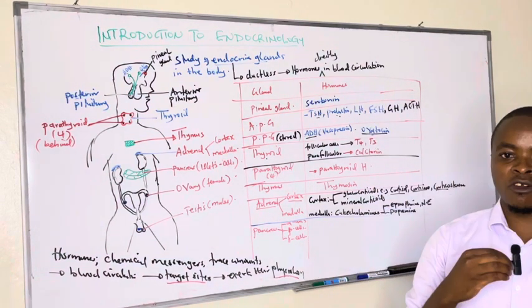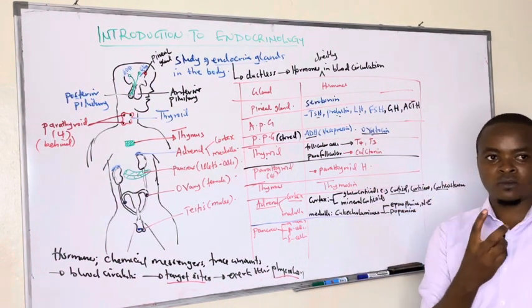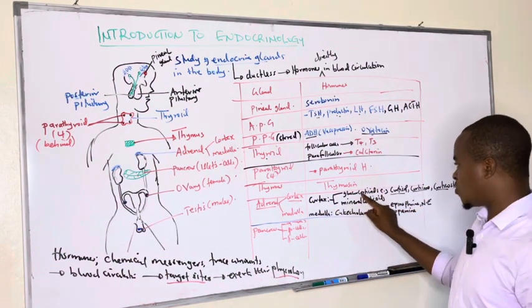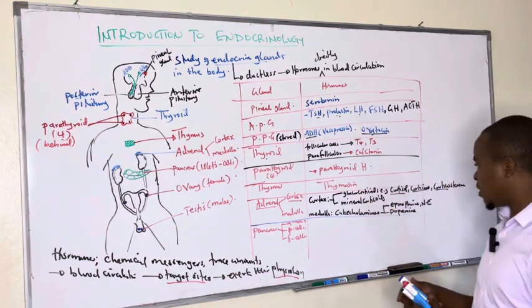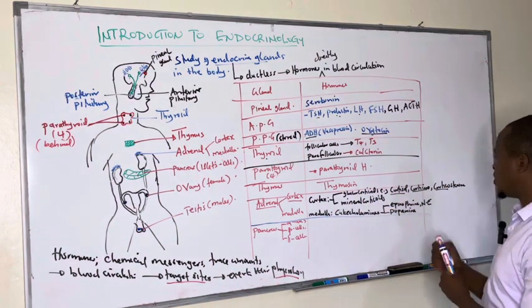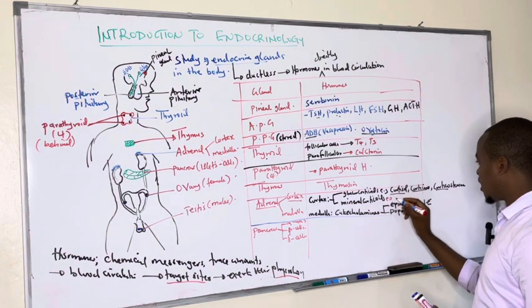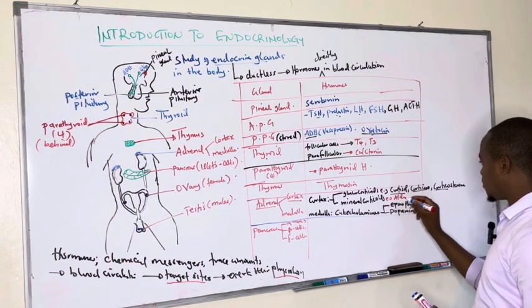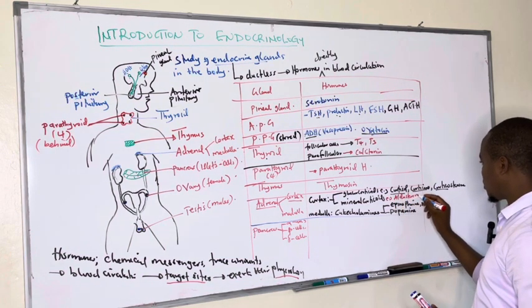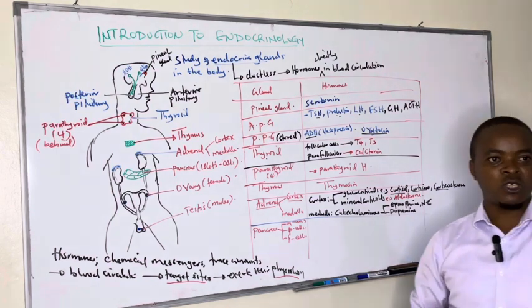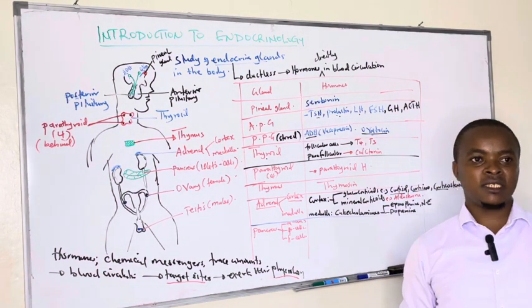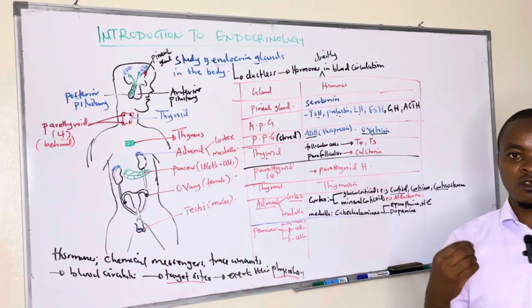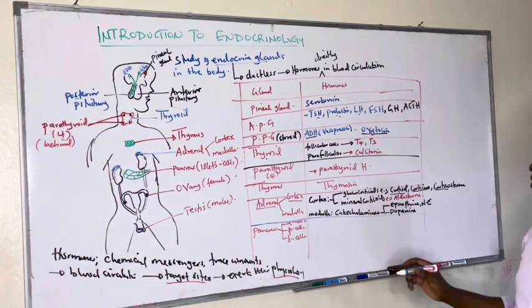We have said the adrenal gland is divided into two. The cortex, which produces glucocorticoids and also produces mineralocorticoids. An example of mineralocorticoids we can give is aldosterone, which is responsible for reabsorption of sodium in the DCT, or distal convoluted tubule, of the kidney. That is the mineralocorticoid.